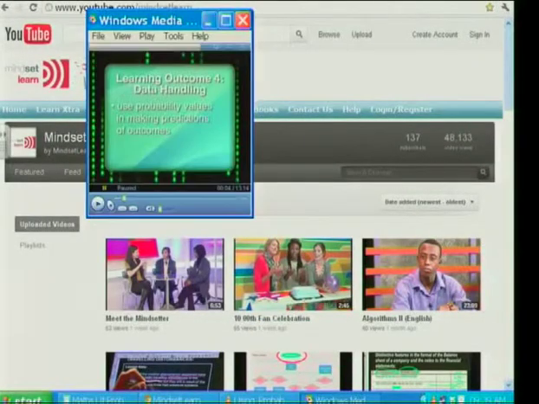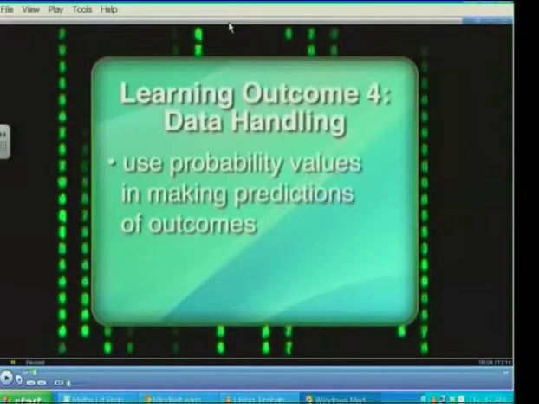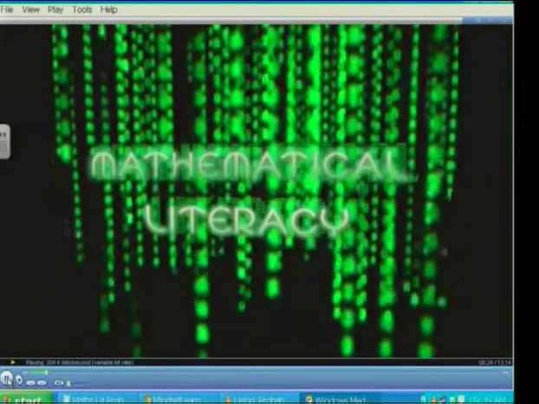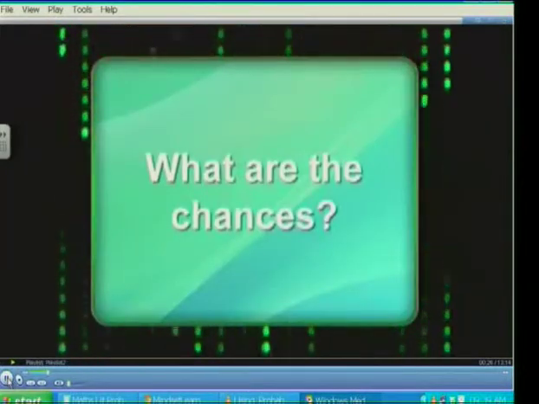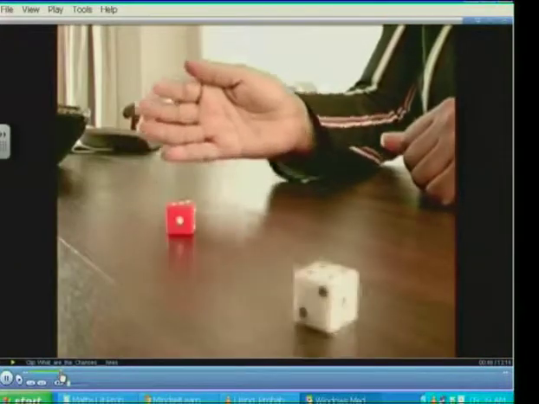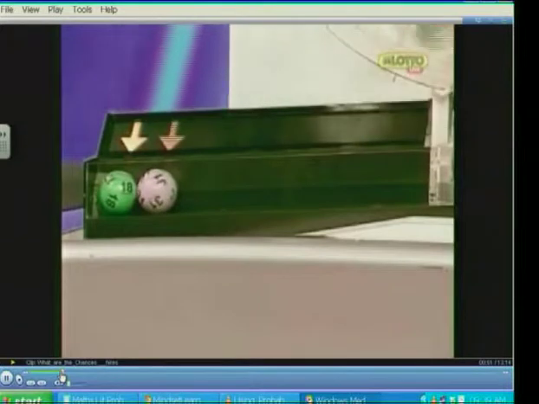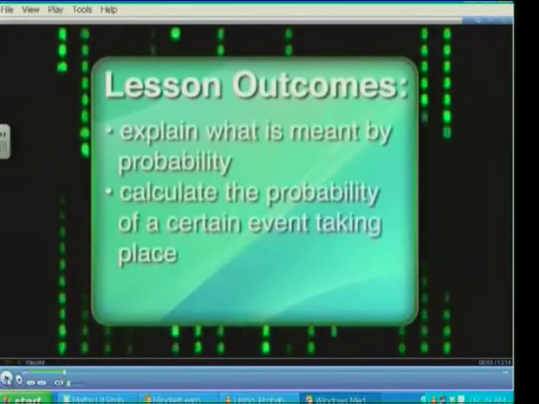But there are a couple of others that I want to particularly look at. The first one is a video that is downloadable from the Mindset website, which deals with probability and games. This particular video deals with the games of chance. What are the chances is what it's called, and it looks at games of chance. It looks at dice games and card games. It deals with a little bit about the lottery as well, and it starts to engage learners with the idea of gambling.